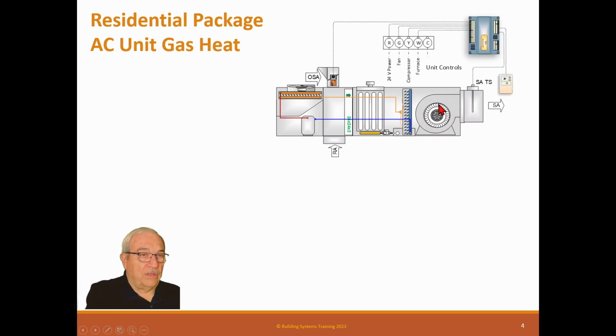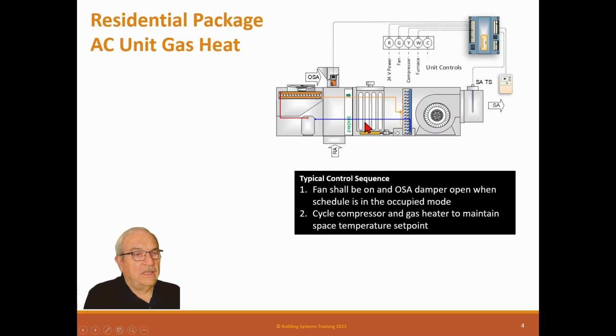Now, when I use this commercially, you put a DDC override on it, and you simply put a relay connected up to each of these points. A room sensor, a supply air temperature sensor again as a status point, and an outside air control. So now you can control this residential pack unit as a commercial unit with no problem. Its sequence: the fan should be on and the outside air damper open when the schedule is in the occupied mode. Cycle the compressor and gas heater to maintain space temperature set point.